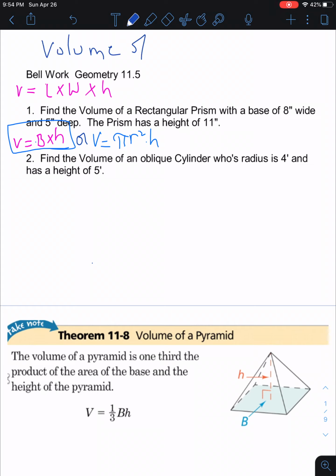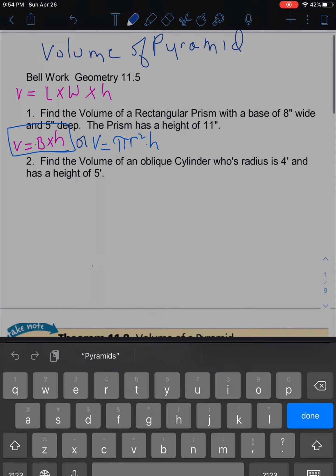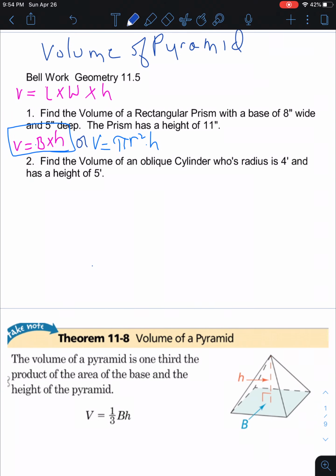Volume of a pyramid. Now we looked at the surface area of a pyramid, and we looked at the lateral area of a pyramid. This will be the volume of a pyramid, so this will be in cubic units in its measure.